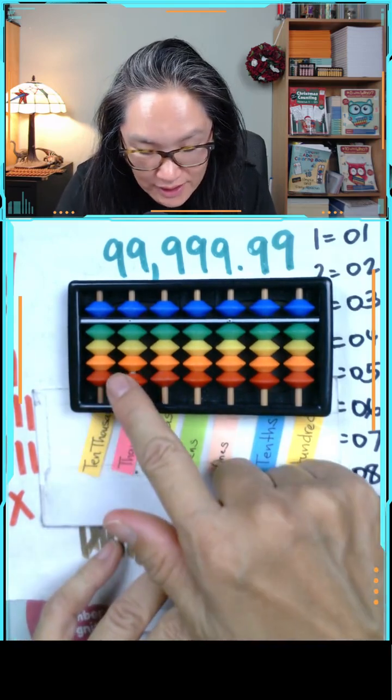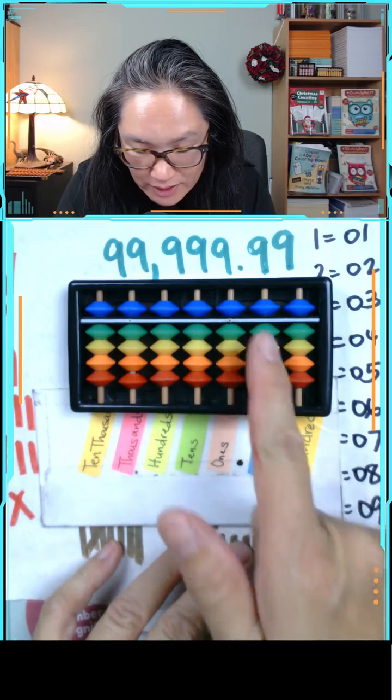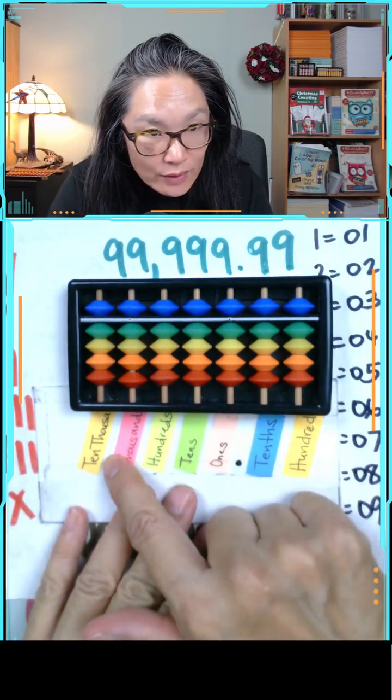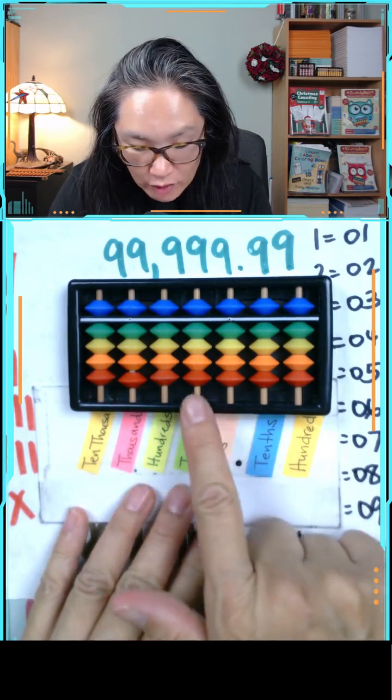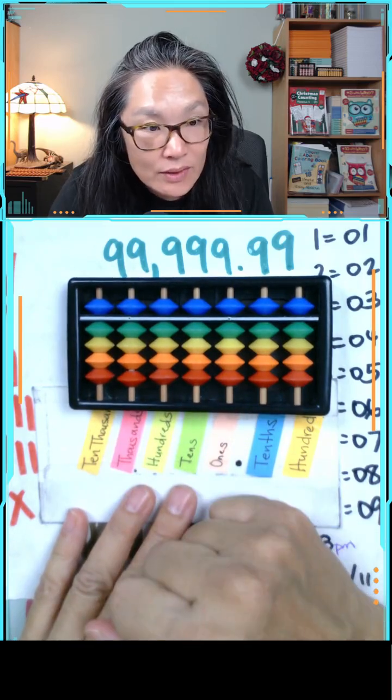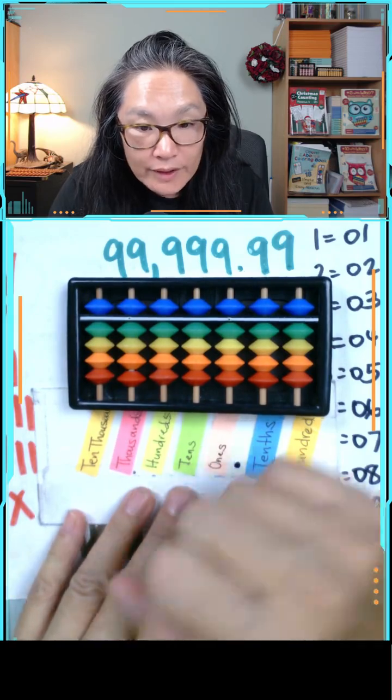So that's what it is. We have 99,999.99. That's what that is. And when we're looking, you'll notice that we have everything as a place value. Every column is a place value. Ones, tens, hundreds, thousands, and then 10,000s. Cool? All right.